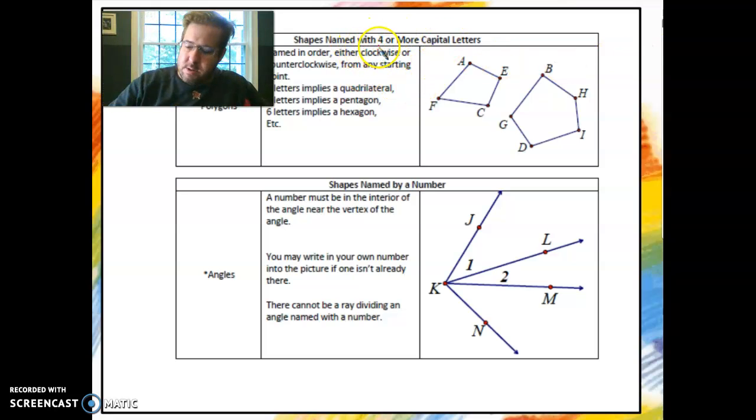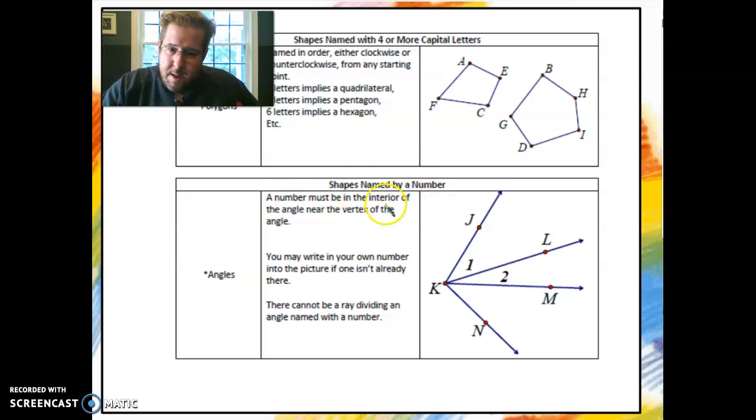Now, you might also have shapes that have 4 or more capital letters. So like quadrilaterals clearly need 4 points because they have 4 vertices or 4 sides. Pentagons would need 5, hexagons would need 6, and etc. Obviously, the more sides that a shape has, the more vertices it's going to have, and therefore you need to use all of the points that are on that shape.